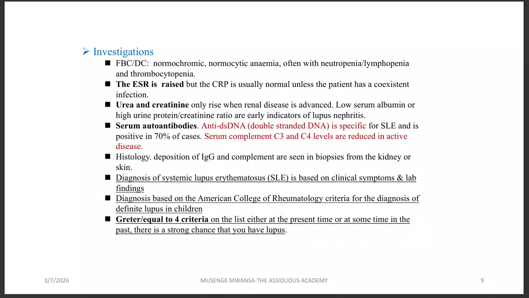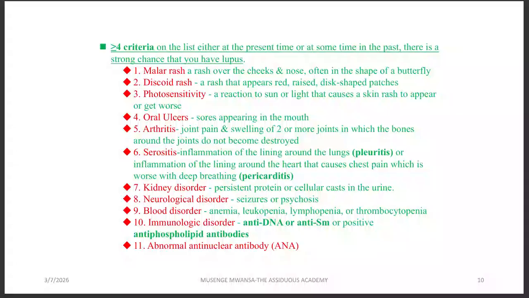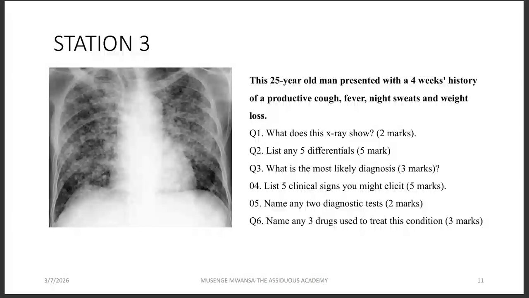Okay. I want you to take note that anti-double stranded DNA is specific for SLE. It is specific for SLE. And you just need to look at which one is specific, which one is sensitive, which one, when you see it, is definitely going to mean that you have SLE. But sometimes you barely see it.